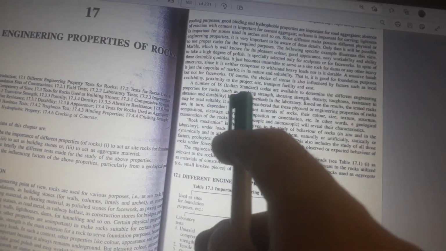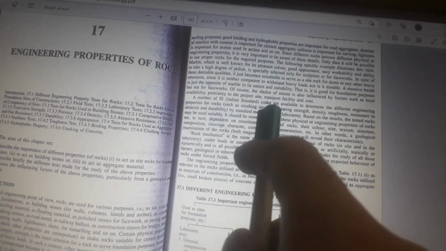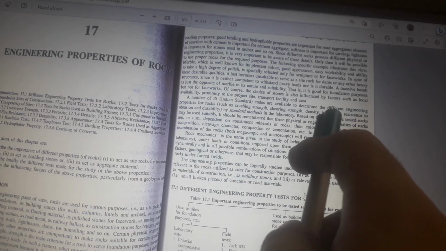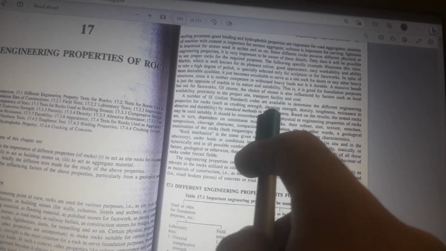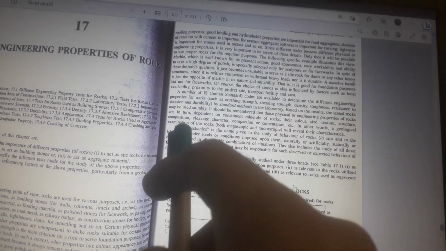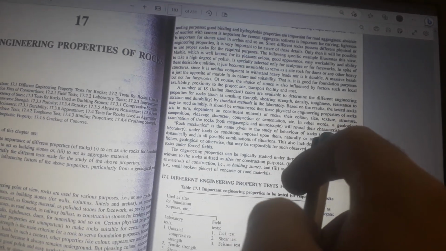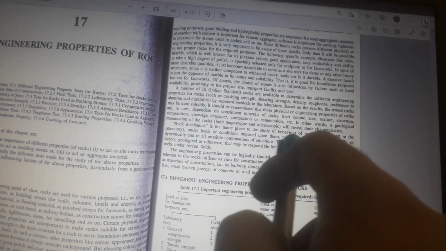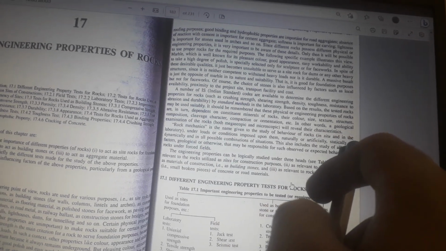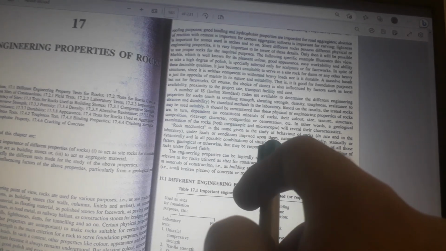A number of IS Indian Standard codes are available to determine different engineering properties of rocks, such as crushing strength, shearing strength, density, toughness, resistance to abrasion, and durability by standard methods in the laboratory. Rock mechanics is the name given to the study of behavior of rocks in situ and in the laboratory under loads or conditions imposed upon them naturally or artificially, statically or dynamically, and in all possible combinations or situations.